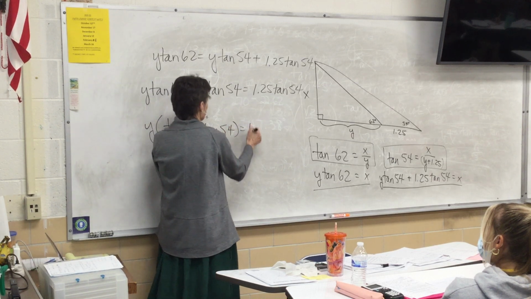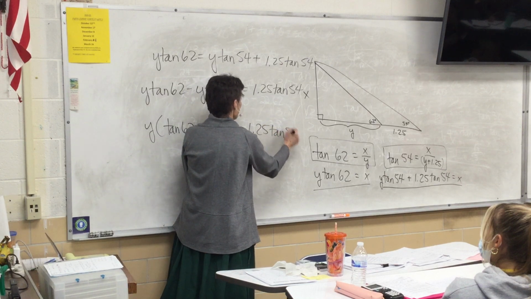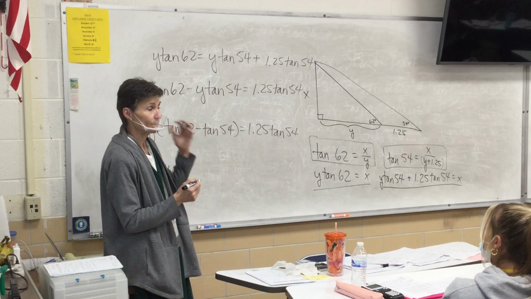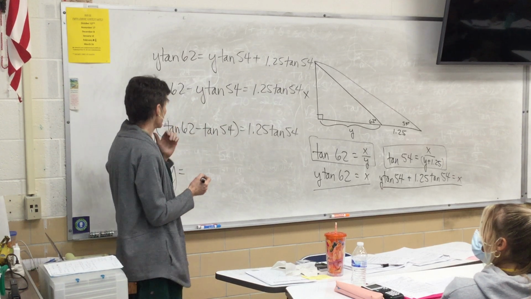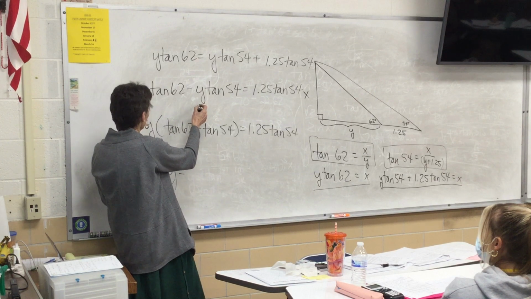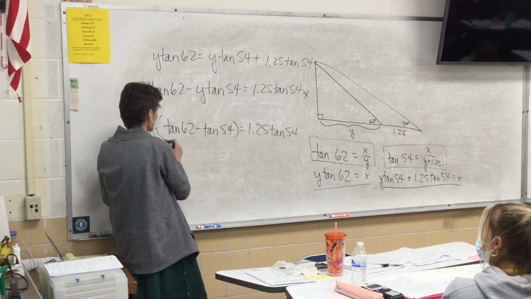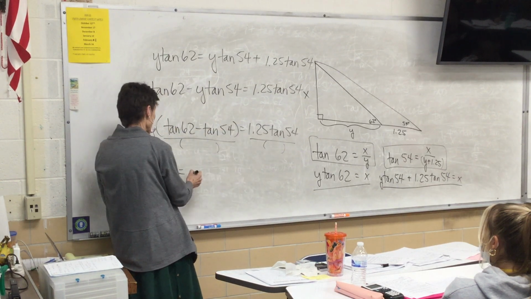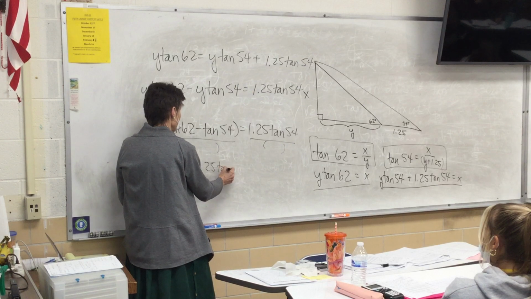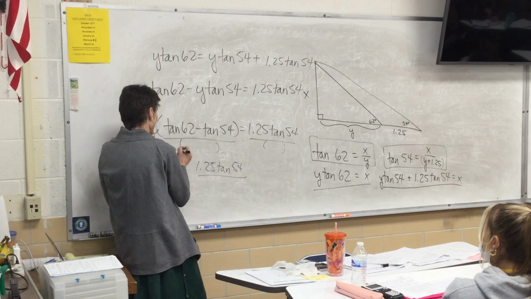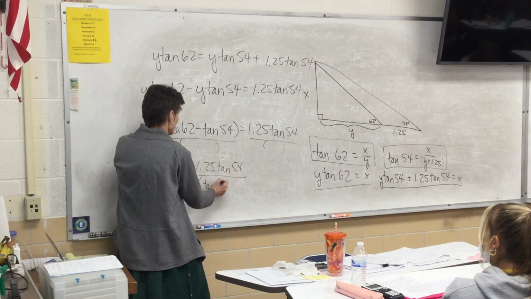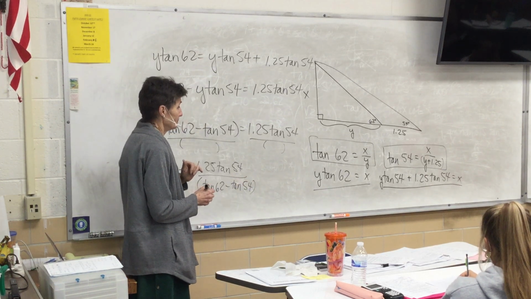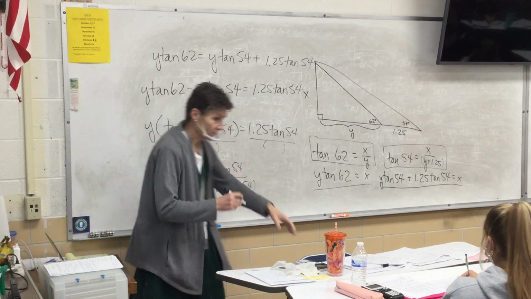Because ultimately, gang, we want to end up with y equals, don't we? That's what we need. We need y equals. So to get y equals, after I factor this y out, I'll just divide by my parentheses here. So I have 1.25 tan 54 divided by tan 62 minus tan 54. And that is what I'm going to type into my calculator.